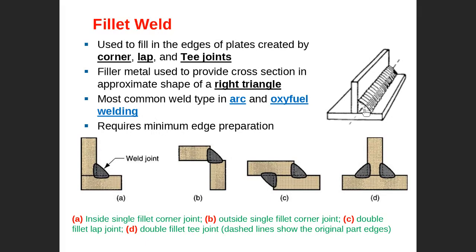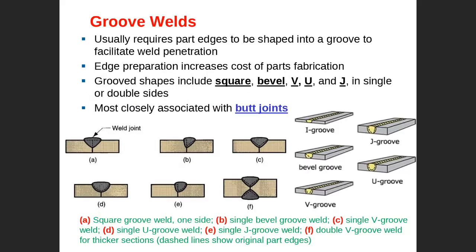So fillet weld is a right triangle. We use the fillet weld, which looks like a right triangle, with the corner, lap, and T. Usually this fillet weld is done by arc or oxyfuel gas welding. Arc welding and oxyfuel gas welding are used to create this kind of fillet weld. This is the first type of weld.